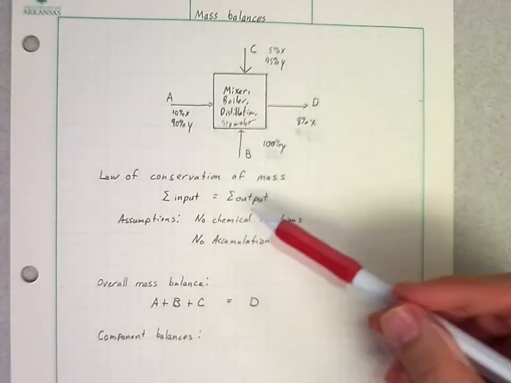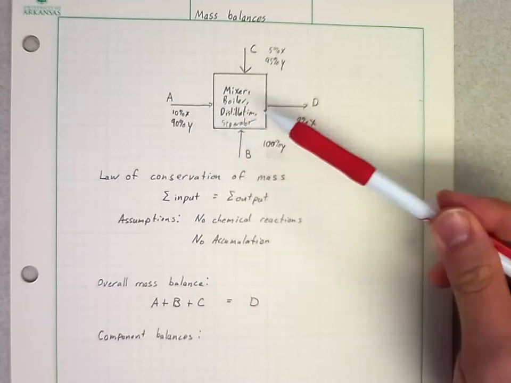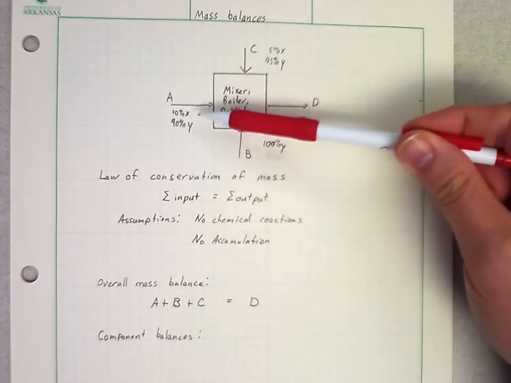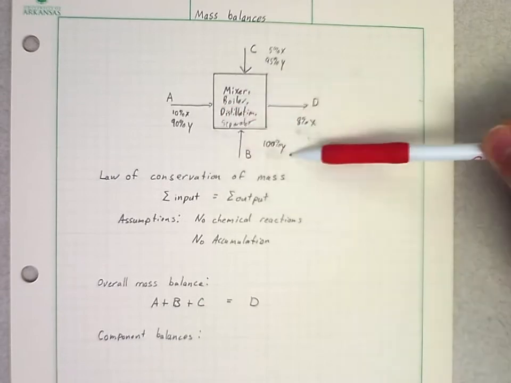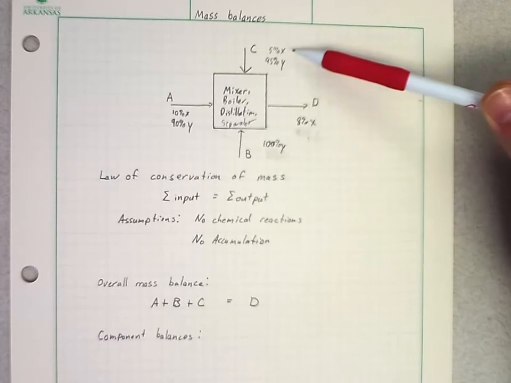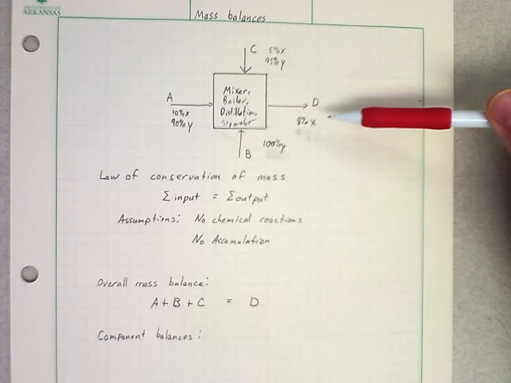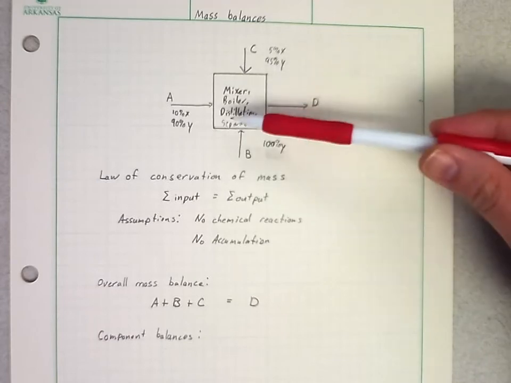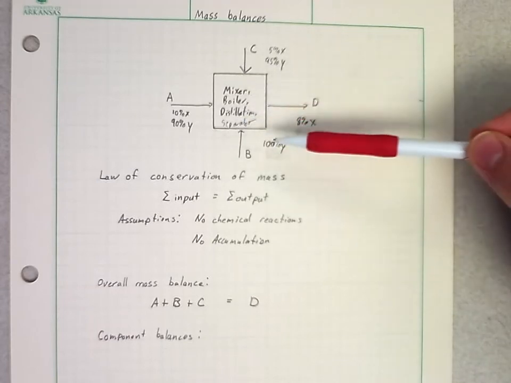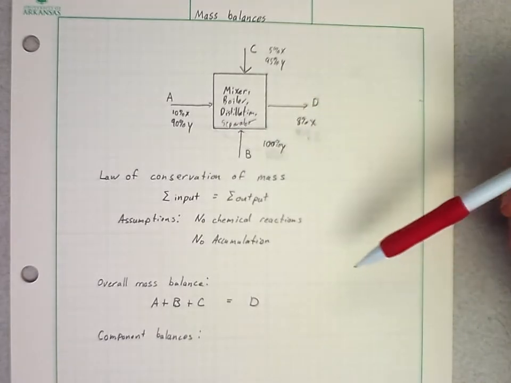In addition to an overall balance, some problems might have us break the stream down into different components. For instance, let's say stream A is made up of 10% X and 90% Y. Stream B is all Y, it's 100% Y. Stream C is 5% X and 95% Y. And what we want is stream D to come out at 8% X. And so we can do component balances on just X and just Y and use those equations to also help us solve things. So let's write the one for X.